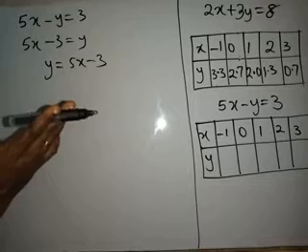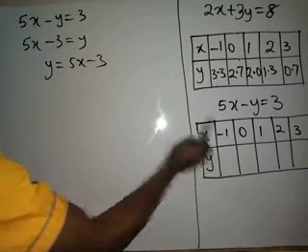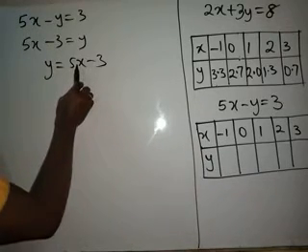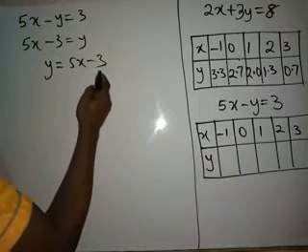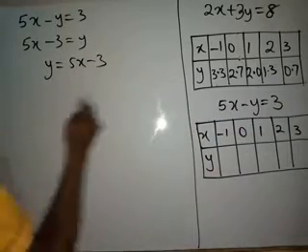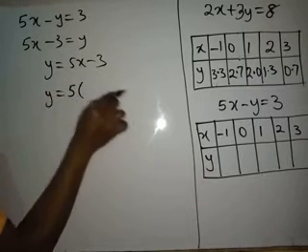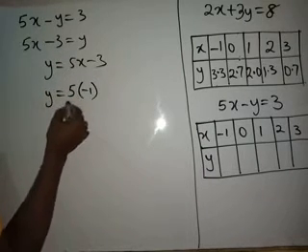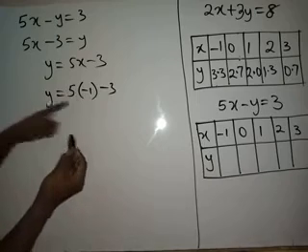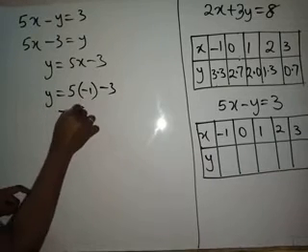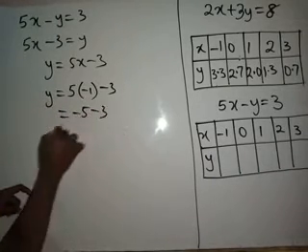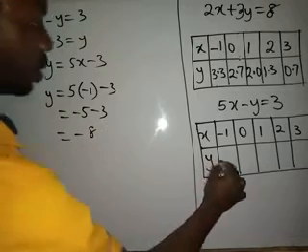Okay? So very easy. I'll put this here. Get my answer, put it down. Okay? Do the same thing for others. So y equals, this is 5 into minus 1 minus 3, because this is minus 1. 5 times minus 1 is minus 5, minus 3, and the answer is minus 8. So here is minus 8.